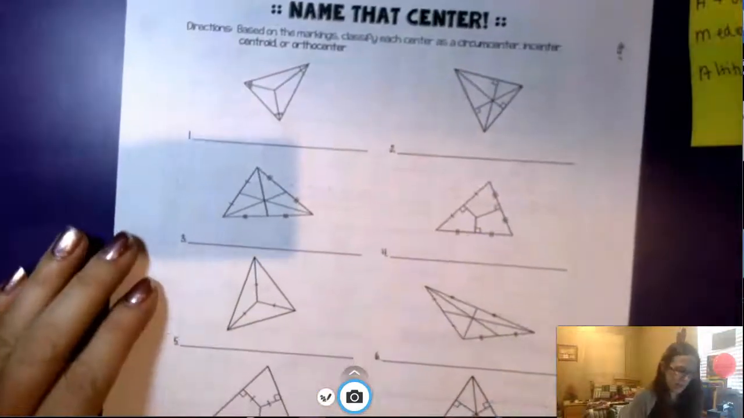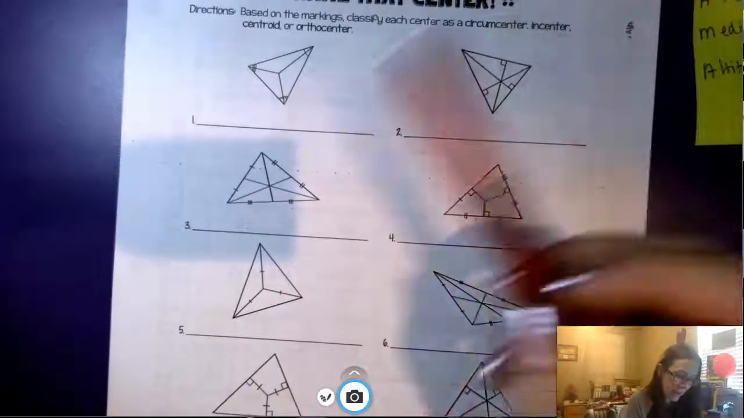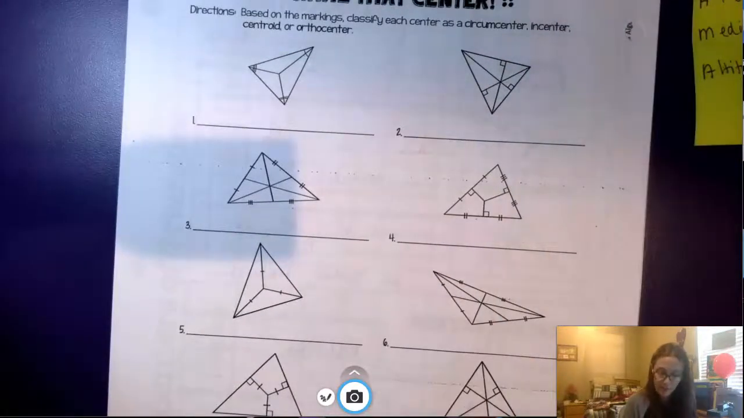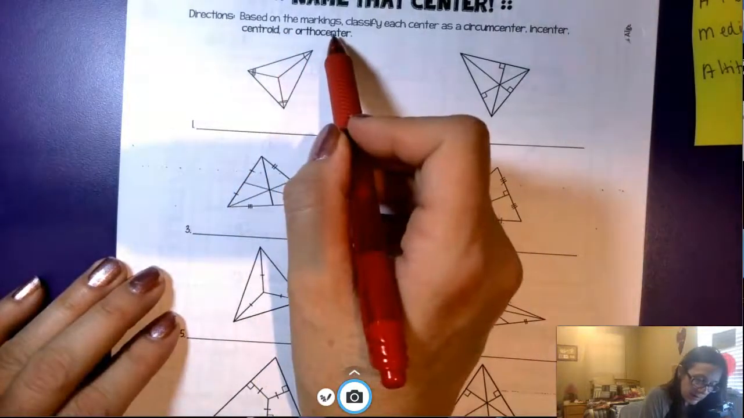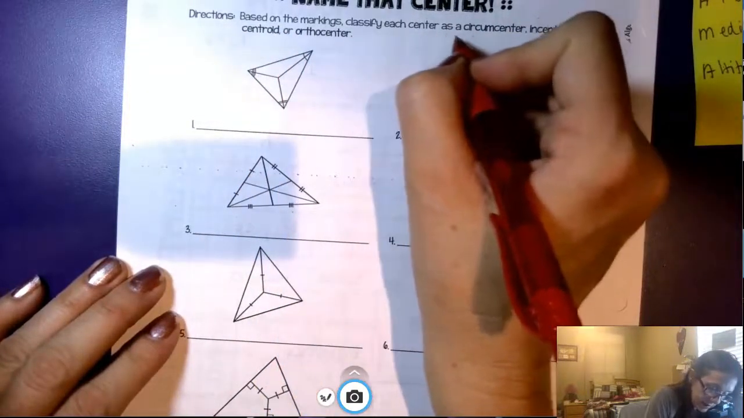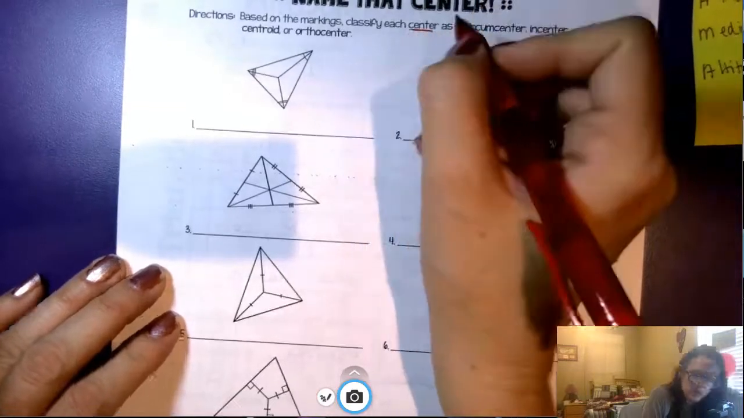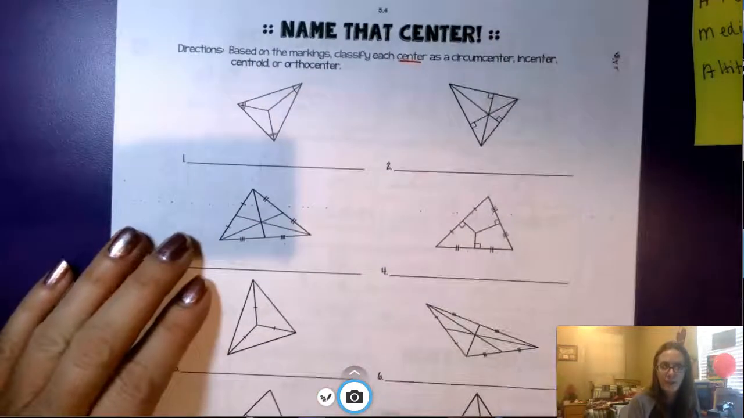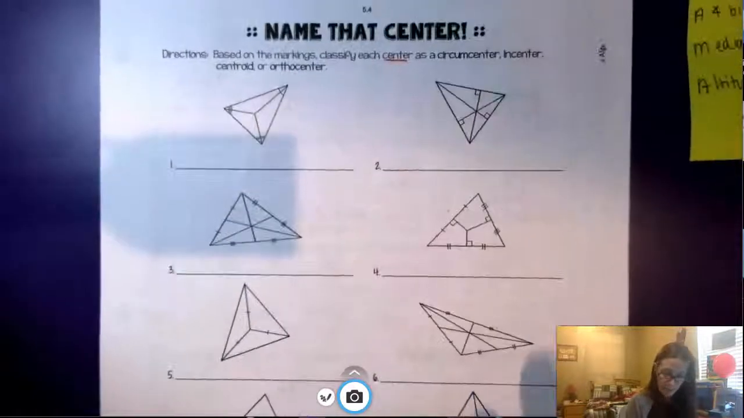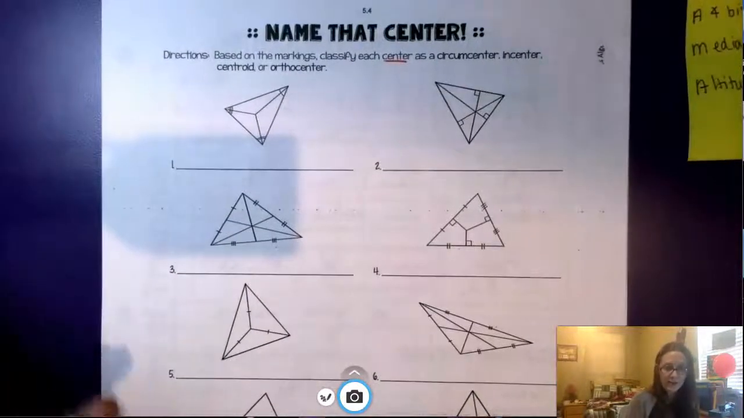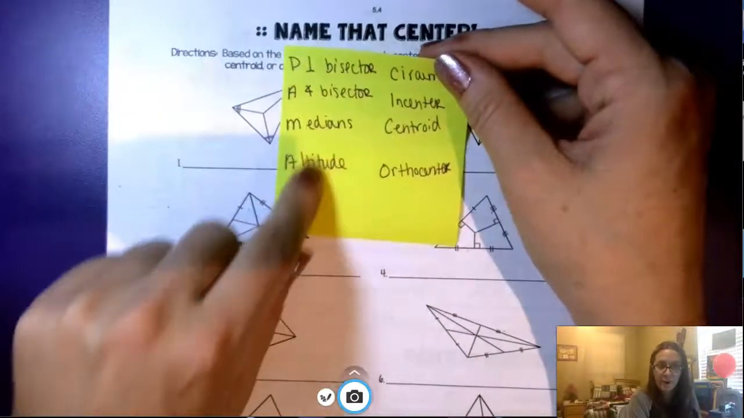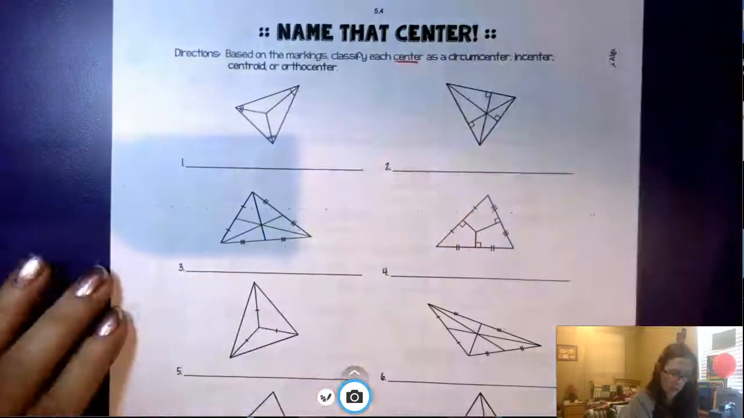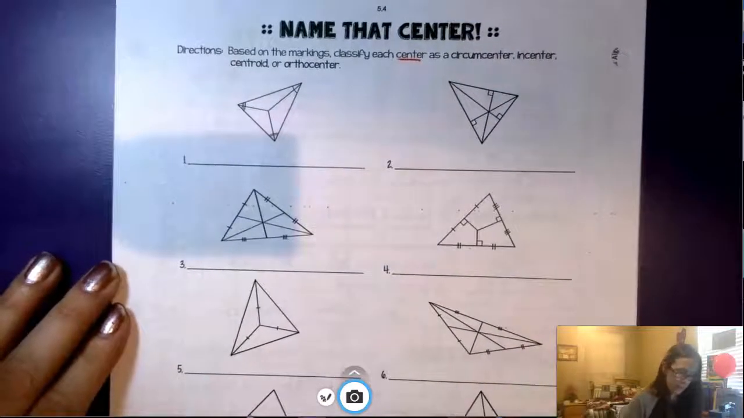Still on 5-4. This one's a long set of notes, 16 minutes right now. Okay, can you look at these and identify what's happening? What is the line? Directions: based on the markings, classify each center. So I'm going to decide which line it is, PAMA. Which line is happening first? Once I decide what line it is, then I would know what point of concurrency it is. So I've got to figure out what line is happening first. Go ahead and go through this.